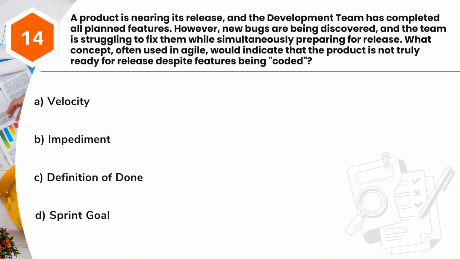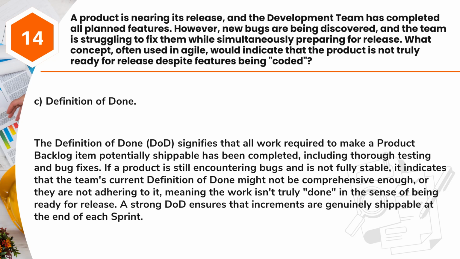Question 14. A product is nearing its release, and the development team has completed all planned features. However, new bugs are being discovered, and the team is struggling to fix them while simultaneously preparing for release. What concept, often used in Agile, would indicate that the product is not truly ready for release despite features being coded? A. Velocity. B. Impediment. C. Definition of done. D. Sprint goal. Answer: C. Definition of done.